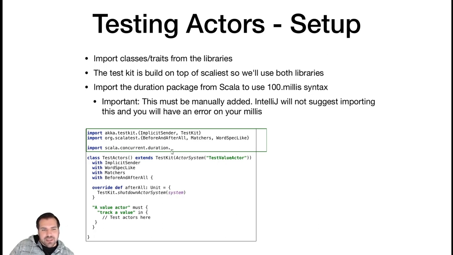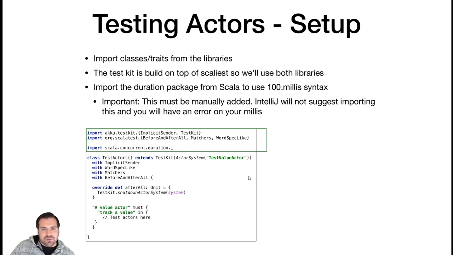You have to have some of these imports that just import everything from a package. In this scala.concurrent.duration, this is where your millis syntax, this 100.millis, comes from; that's what's going to allow us to use that syntax. Without importing this, you'll get an error, and the error is not going to say, hey, you should probably import scala.concurrent.duration. It's not going to tell you to import that, which makes it a little tough to debug. You just have to remember that, hey, I need this line right here.